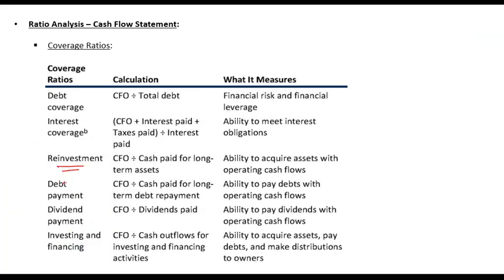Then reinvestment. Reinvestment would mean investing into long-term assets. So you divide by investment into long-term assets, that is capex, and you take cash flow from operations in the numerator. This will tell you the company's ability to invest in the future, that is, invest in growth or make investments into long-term assets for growth or for recurring needs.